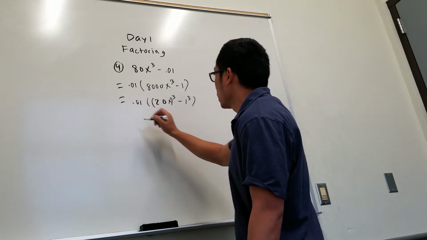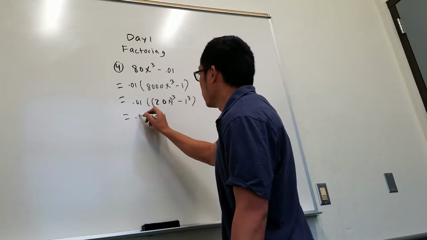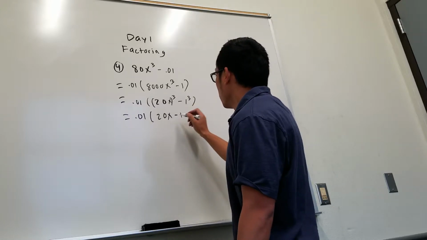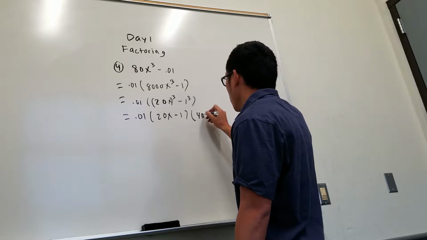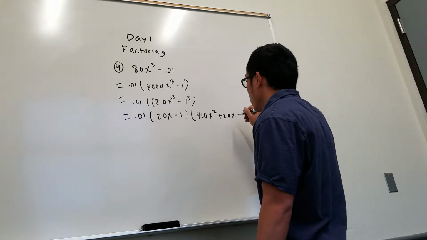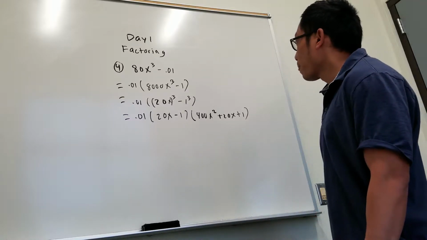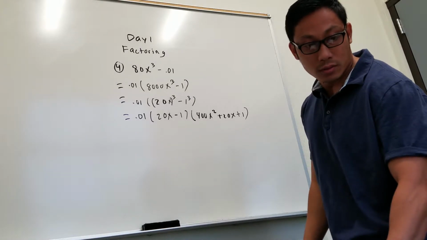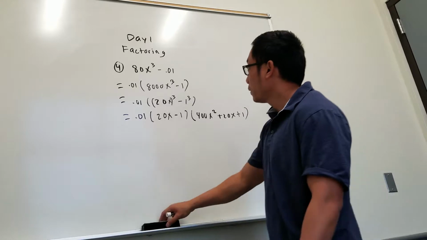You can see that. Now, using that, I'm going to start to factor. So this is 20x minus 1, right? Then there will be 400x squared plus 20x plus 1. And that's it. So let's go with number 5.